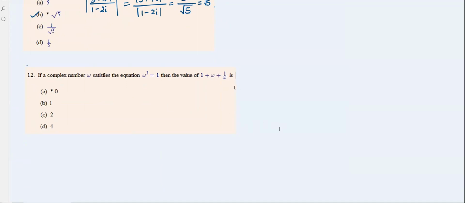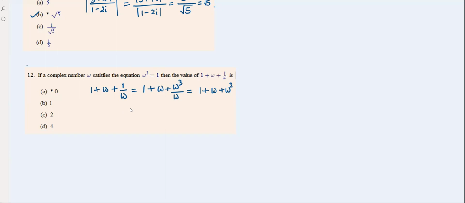If complex number omega satisfies the equation omega cube equal to 1, that means it is a cube root of unity. So what is 1 plus omega plus 1 by omega, which is very simple. 1 plus omega plus omega cube by omega, because omega cube is 1. So I'll get 1 plus omega square.